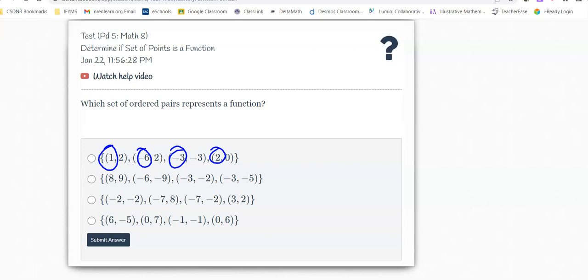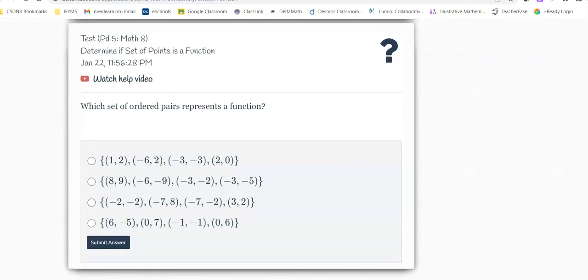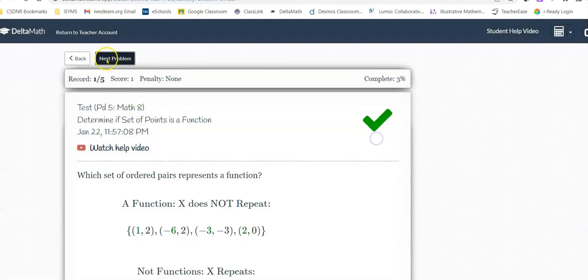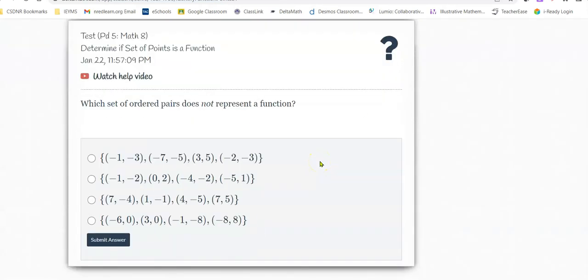If any of these x values repeat with a different y value, like this one here, it repeats a -3, and it has different y values, so that one is not a function. But this one here has no repeating x values, so that one is a function. Again, no repeating x values with different y values. Let's try that one more time.